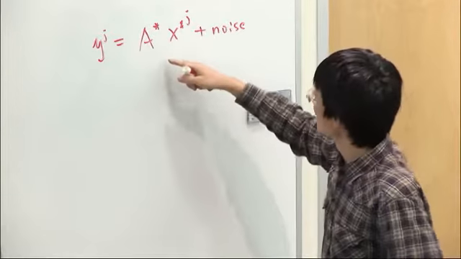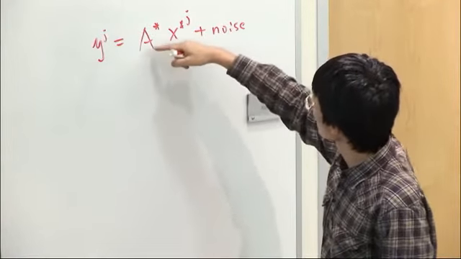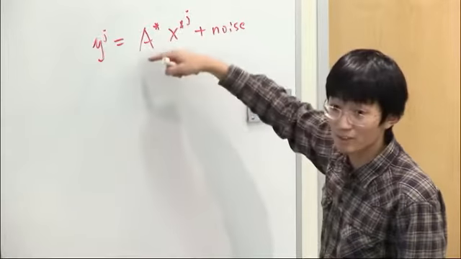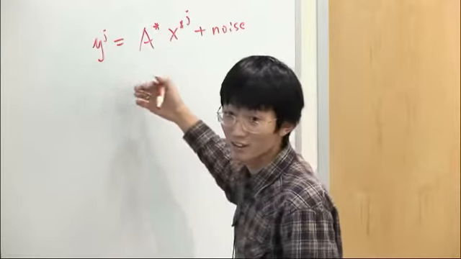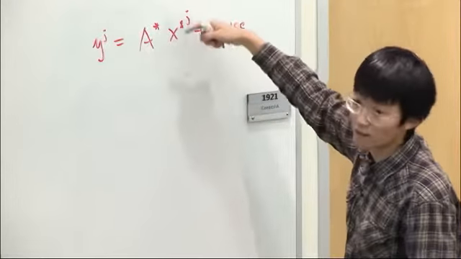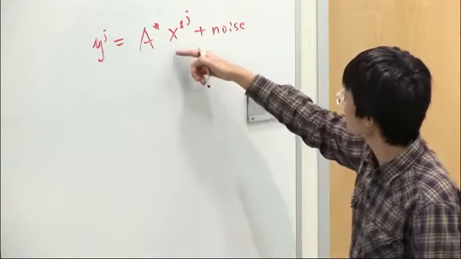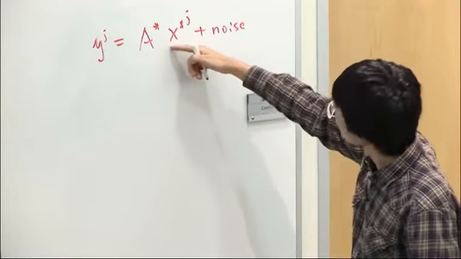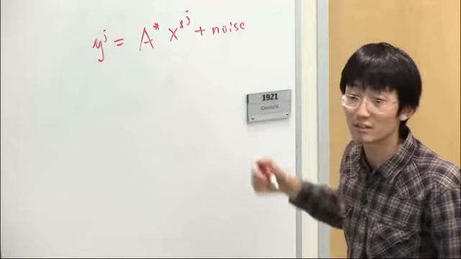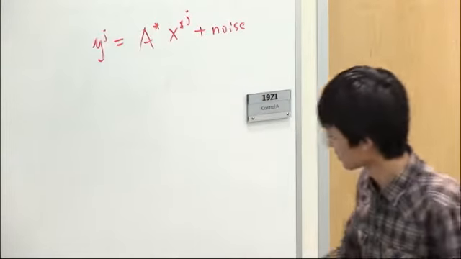And why I call this the parameter is because a star is shared across all the samples. And the x star is an independent stochastic part. It's stochastic, so you draw an independent x for each j. So that's it.